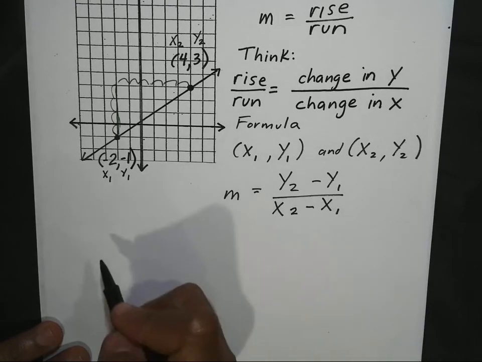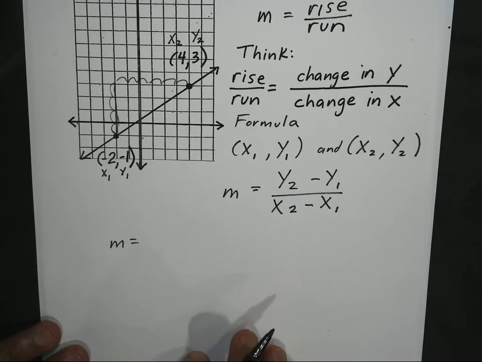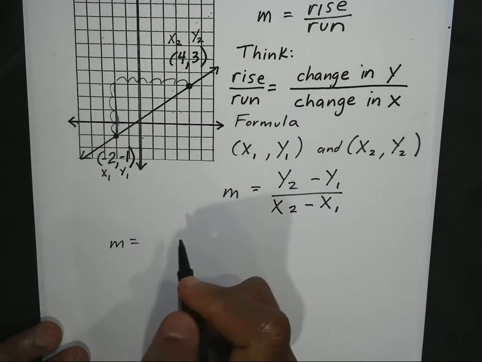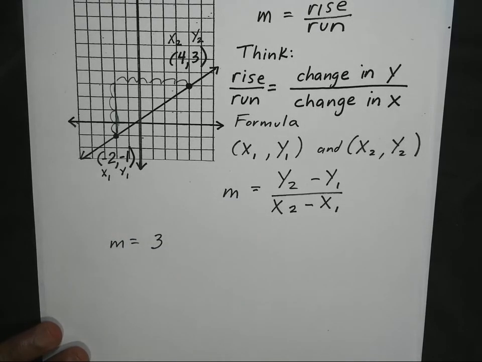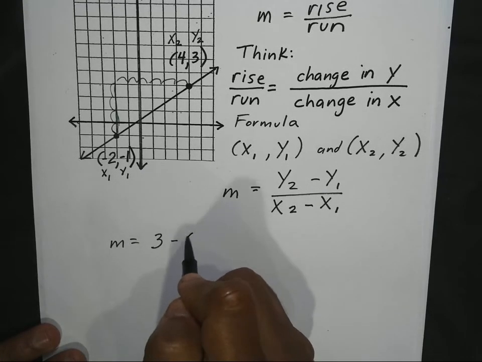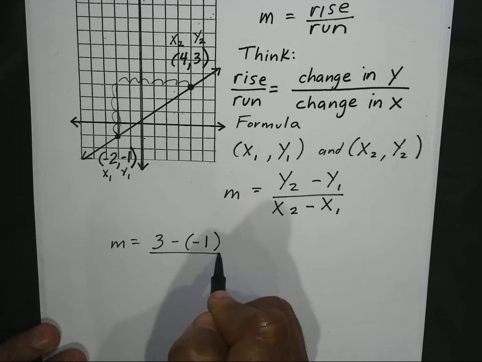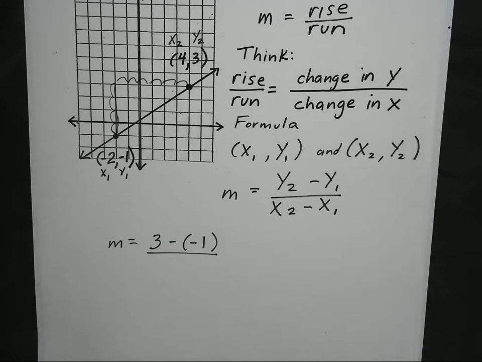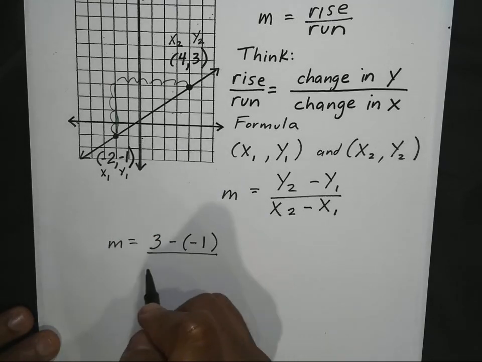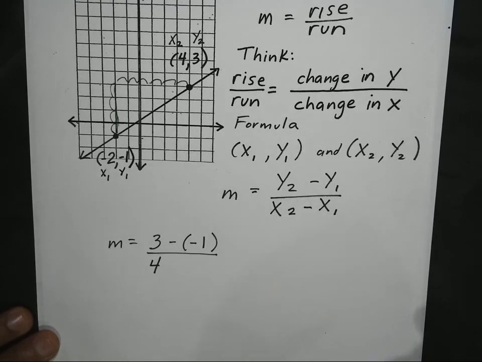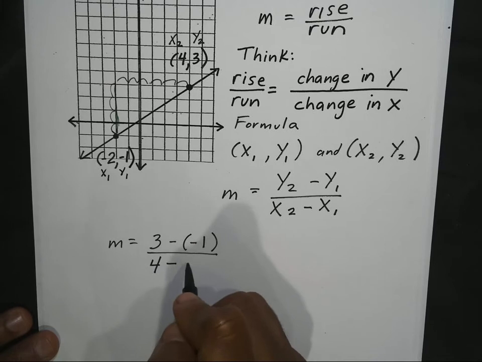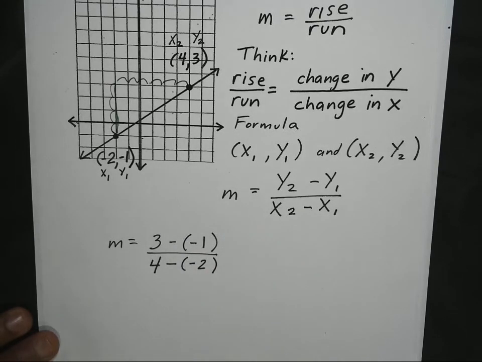So we have m equals y2, which is 3, minus y1, which is -1, so that's minus -1, and then we have x2, which is 4, minus x1, which is -2. When we subtract integers, it's like adding the opposite.